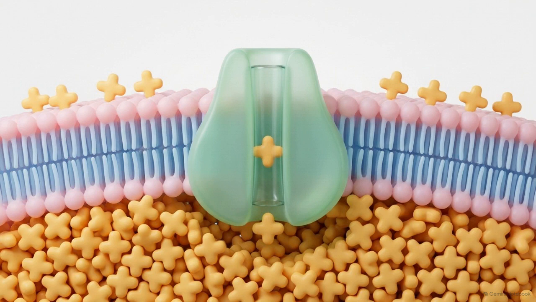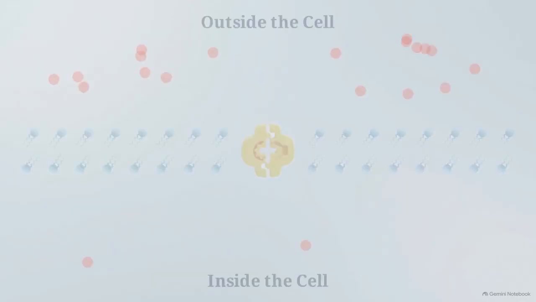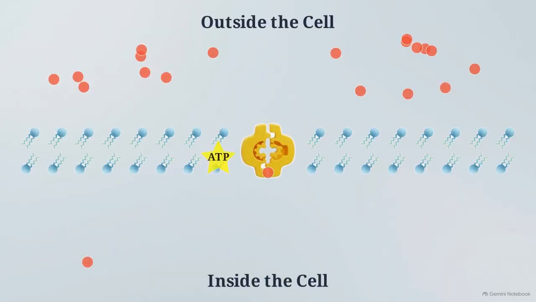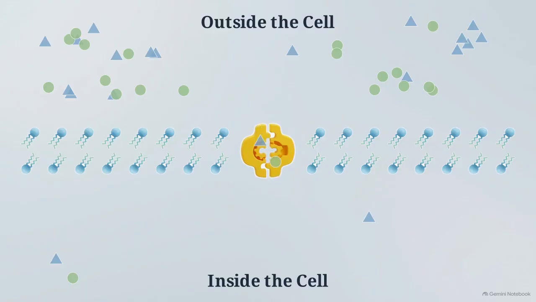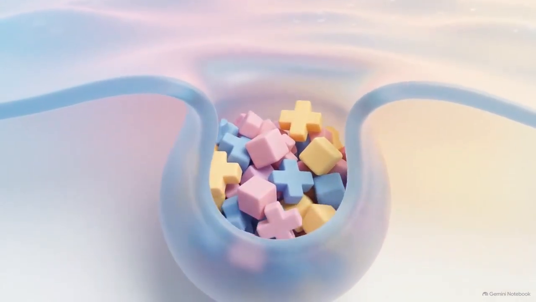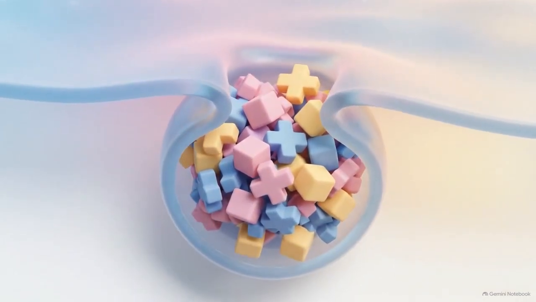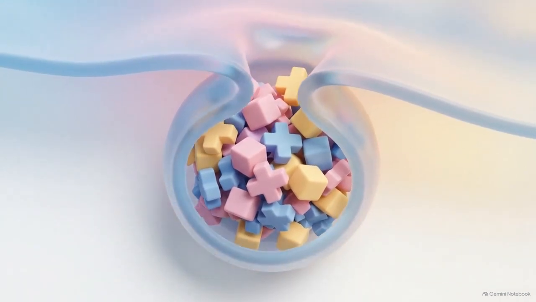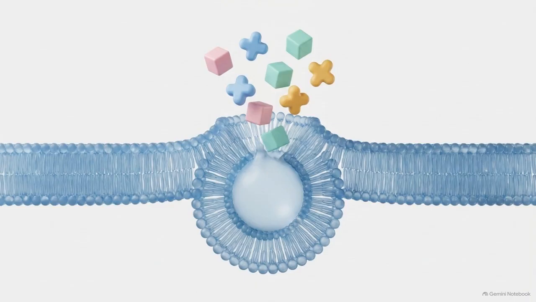Sometimes a cell must force substances against their natural concentration gradient, moving them from low concentration to high. This is active transport. The flashing protein pump requires direct cellular energy, usually ATP, to push ions upward. Cells also use cotransport. As one molecule falls down its gradient, the pump harnesses that momentum to force another molecule up its gradient. For massive payloads that cannot fit through protein channels, the membrane folds inward to engulf large external particles in a vesicle, a process called endocytosis. Conversely, the process of spitting material out of the cell is known as exocytosis.